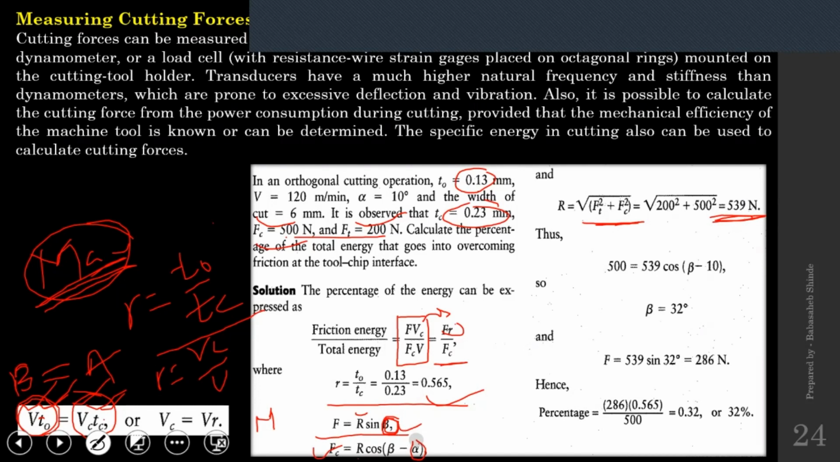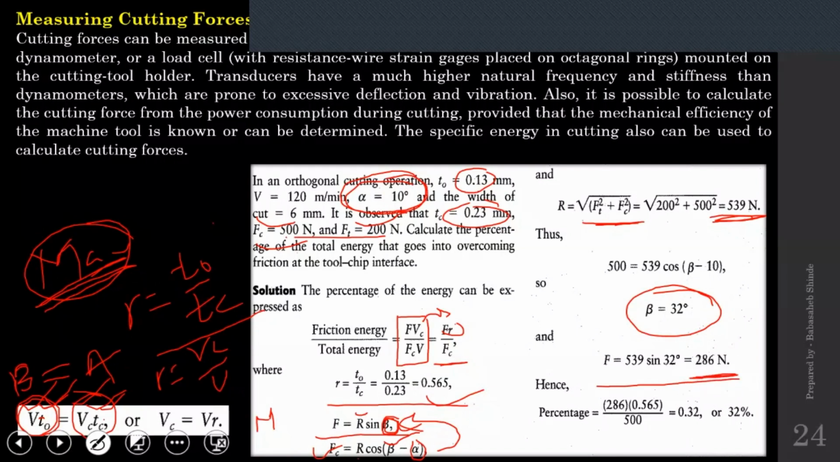Alpha is again known to us. Alpha is equal to 10. The unknown is only beta. So when you put all these values in this equation, you will get beta as 32 degrees. Now once that beta is calculated, put that beta in this friction force relation. So you will get F is equal to 286 Newton.